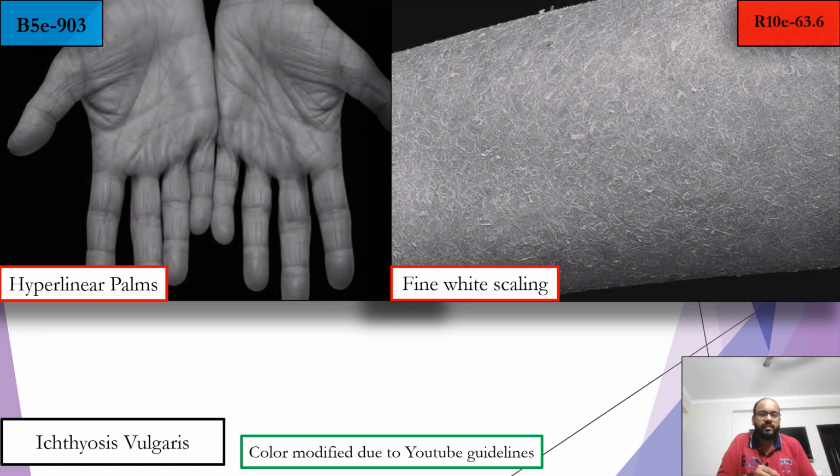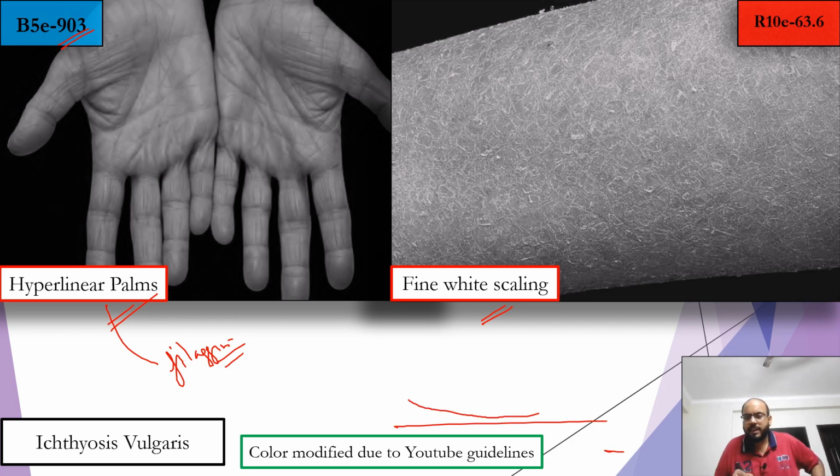So in Bolognia, 5th edition, page 903, you will see a picture of hyperlinear palms, and that is because of filaggrin mutation. And look at this fine white scaling. And if you look closely, I request you to open the book at this page and see this image very closely. You will see the stuck up edges of the scale. Okay. You have the skin surface and you will have the edges stuck up. The edges are up.